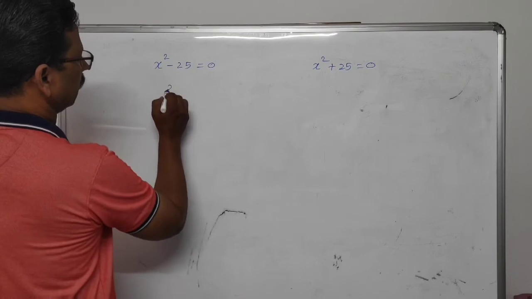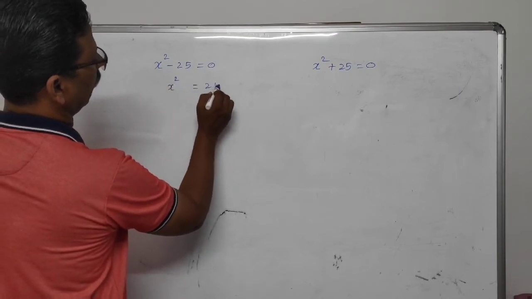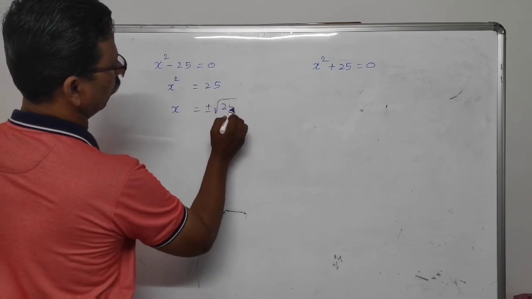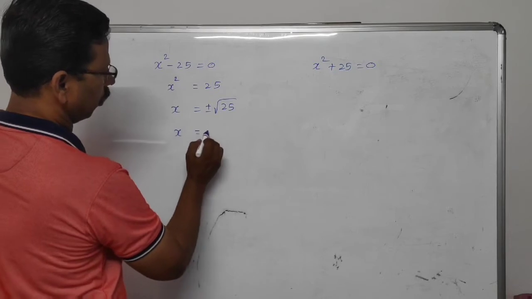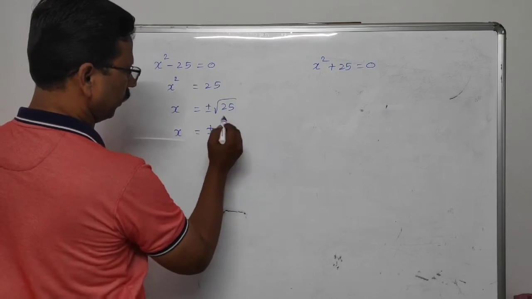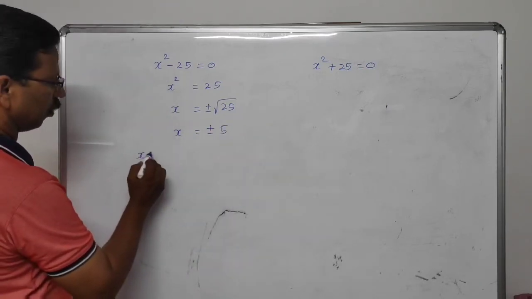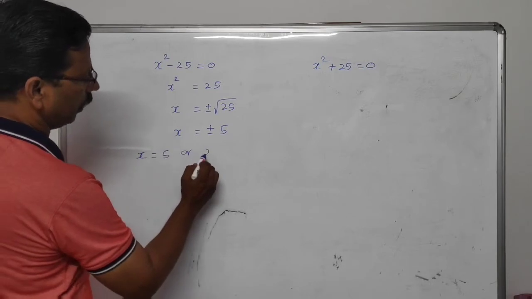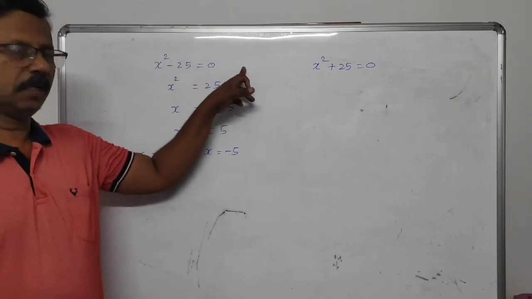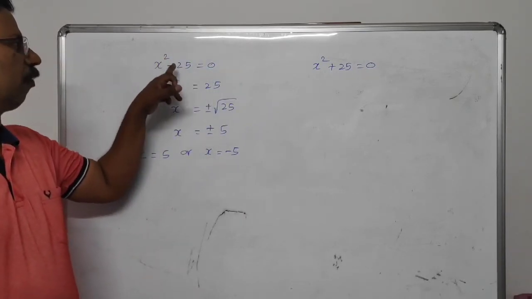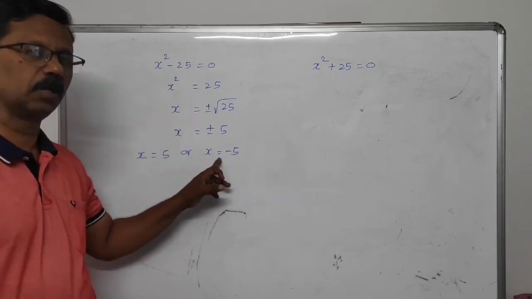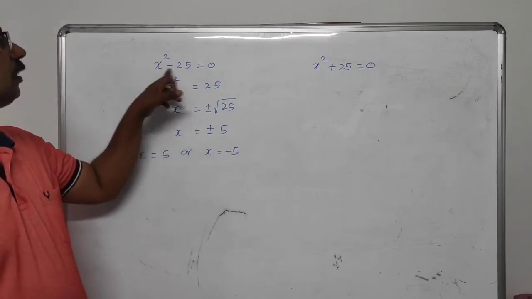This can be solved as x square is equal to 25, which means x is equal to plus or minus root of 25. Then you can say x is equal to plus or minus 5. Therefore, the roots are x is equal to 5 or x is equal to minus 5. Now, since it is a quadratic equation and has degree 2, it has two solutions, that is, x equal to plus 5 and x equal to minus 5 are the two solutions of this equation.